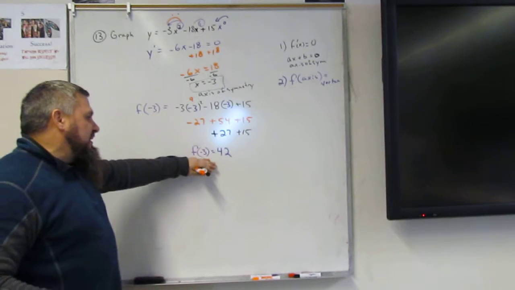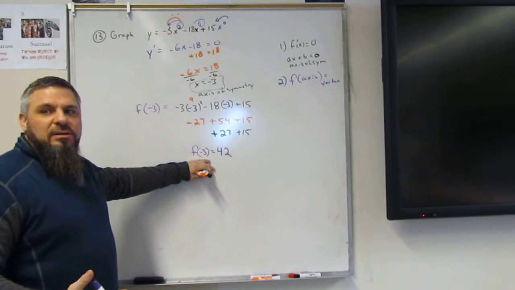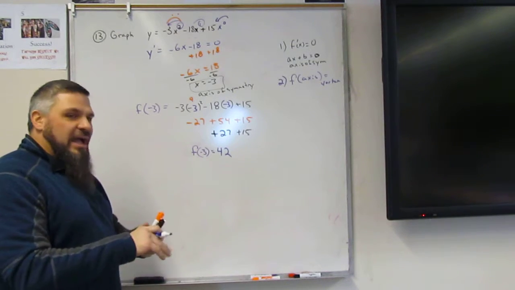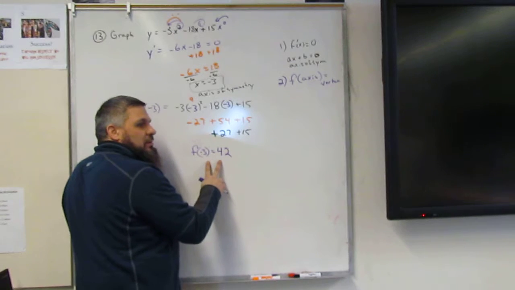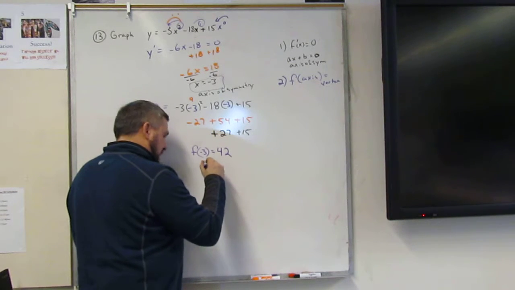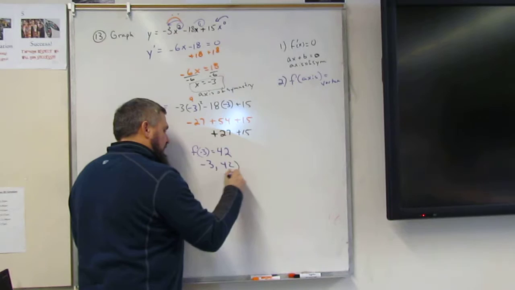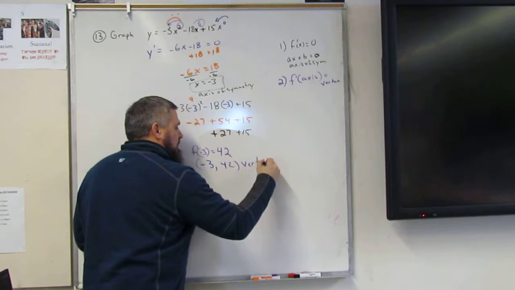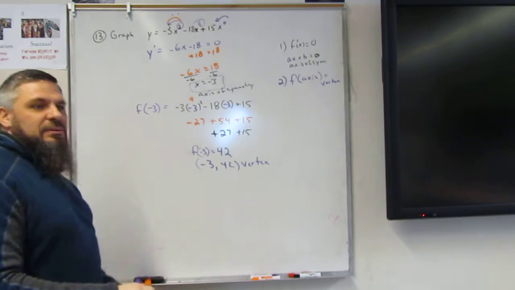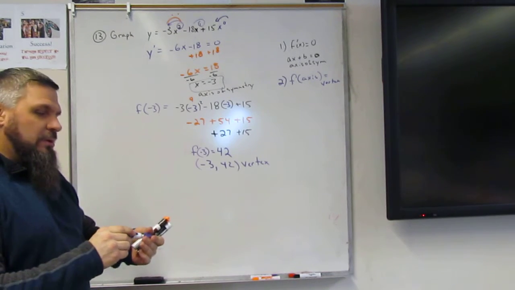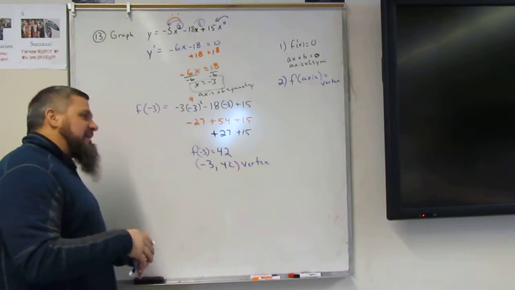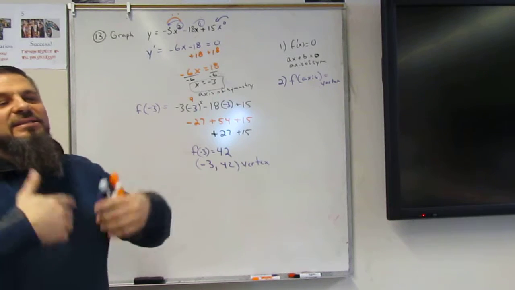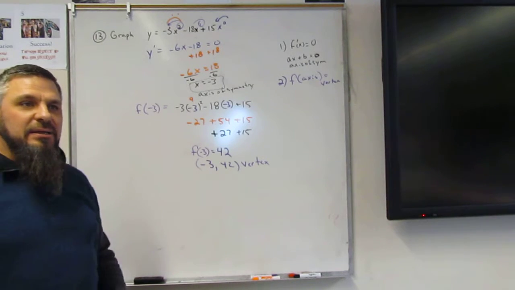So if I have this, what's the coordinate? Negative 3, 42. Okay? That's the vertex. That's step 2. These next 2 steps are the easy steps.